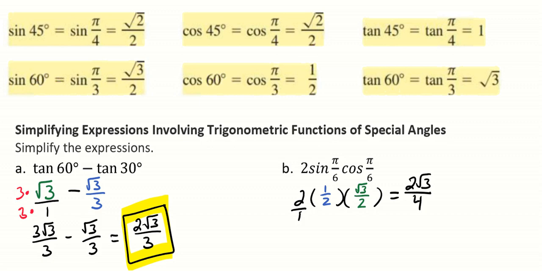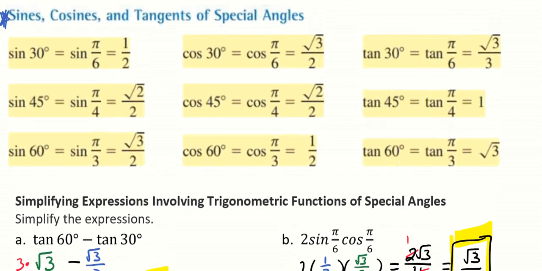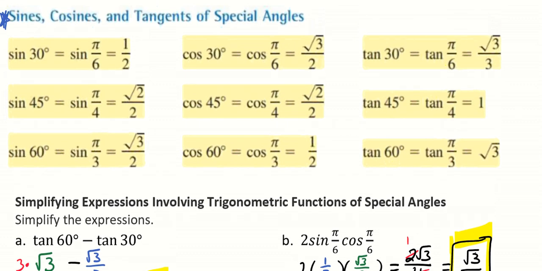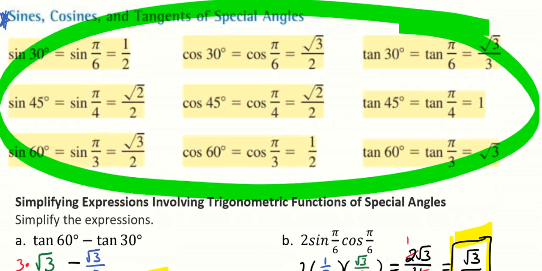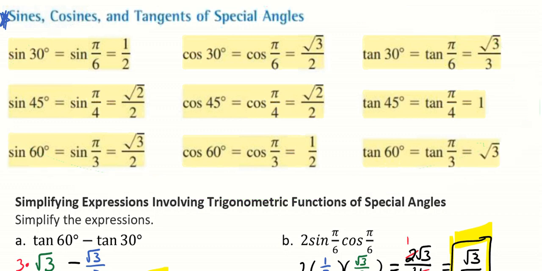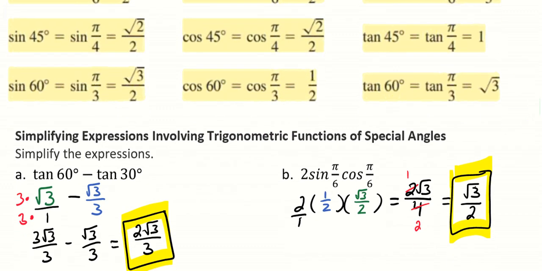Now from here, when we look at this, we can see that we can reduce that. 2 goes into itself 1 time, 2 goes into 4 2 times, and that's going to leave us with a value of radical 3 over 2, and we're now finished. So again, having these special angle values memorized comes in extremely handy when you're trying to simplify expressions that use those values.